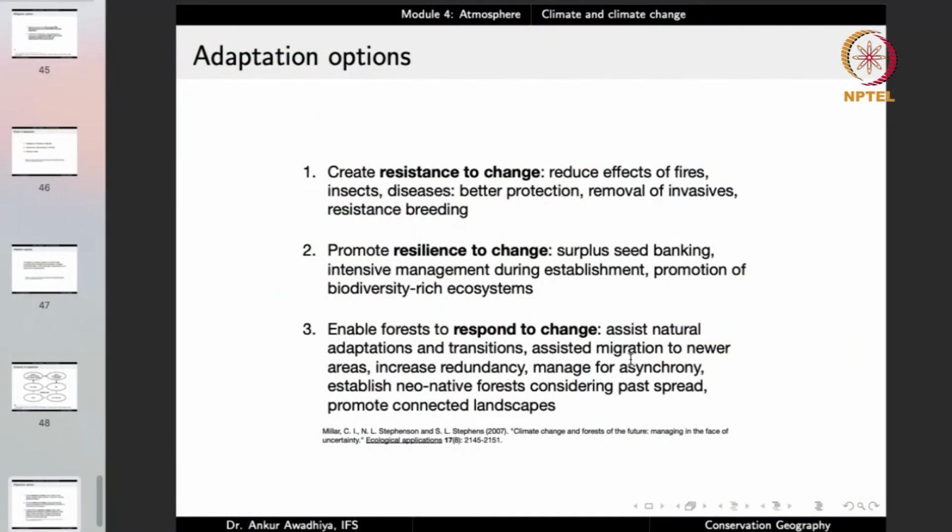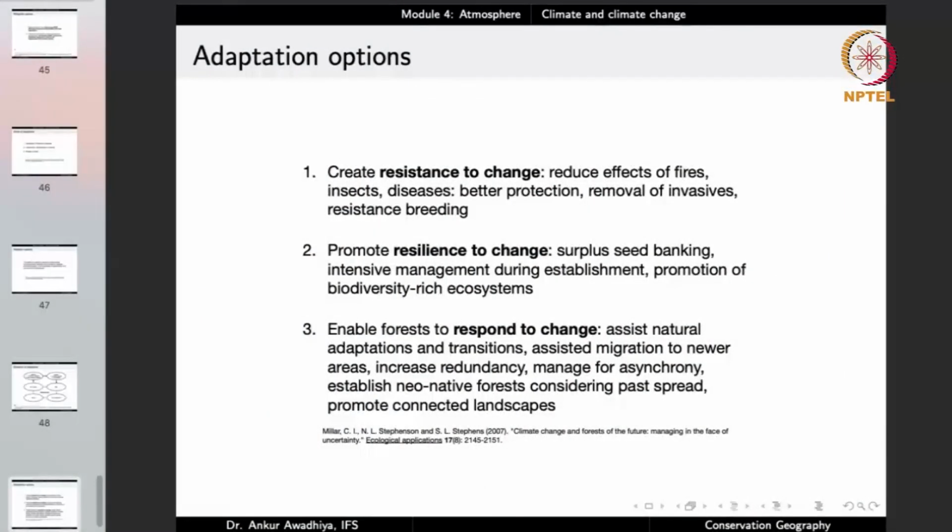And enable the forest to respond to changes, not just forests, but also the communities. In the case of forests, we talk about assistance of natural adaptations and transitions, assisted migration to newer areas, increasing of redundancy, management of asynchrony, establishment of neonative forest considering the past spread, and promotion of connected landscapes. So essentially what we are saying is, if the species are going to change their ranges because of climate change, what we can do is we can at least help those species move to the newer areas. We can at least pick up certain individuals and bring them to the newer areas, because the species may not be able to move that fast.